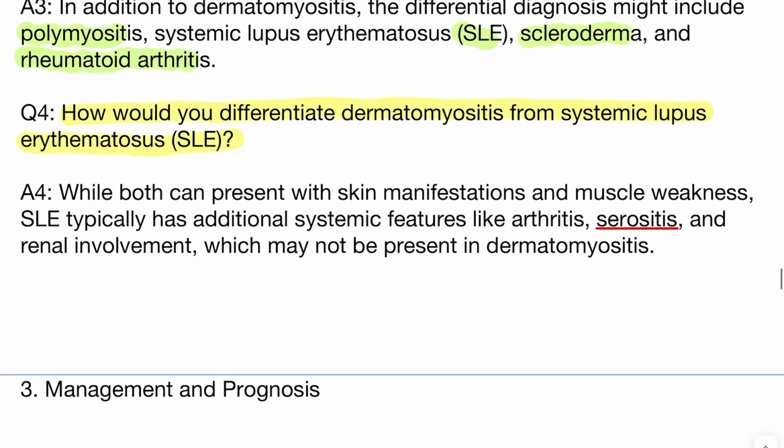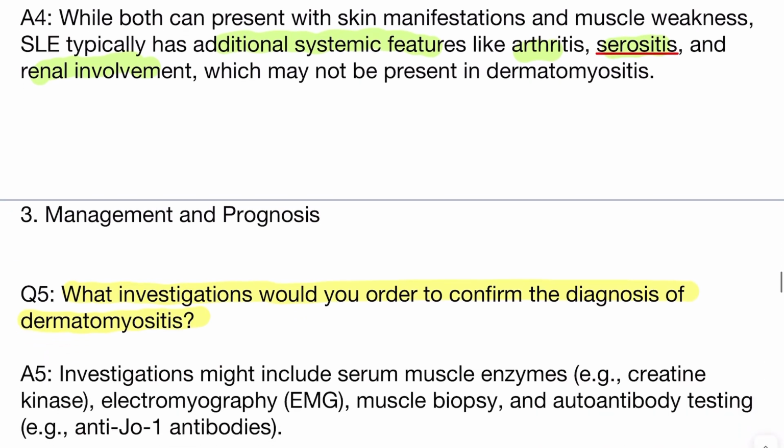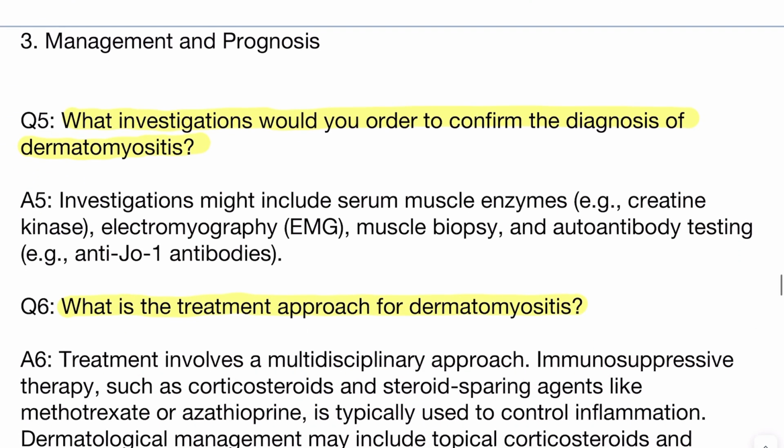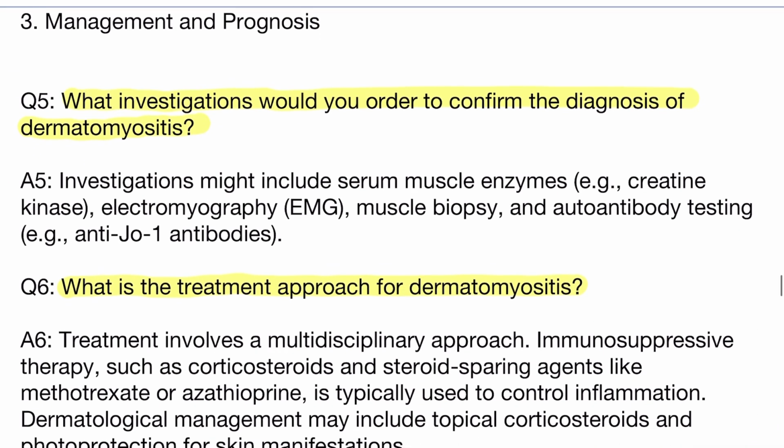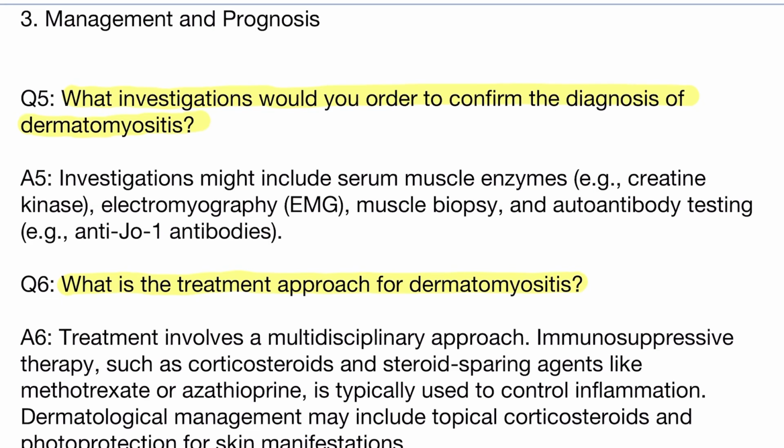How would you differentiate dermatomyositis from SLE? Well, they both can present with skin manifestations and muscle weakness, but SLE typically has additional systemic features like serositis, arthritis, maybe renal involvement, which may not be present in dermatomyositis. What investigations would you order to confirm the diagnosis of dermatomyositis? We'll be interested in doing the muscle enzymes, creatine kinase. We want to do the EMG, muscle biopsy, and autoantibody testing, and we'll particularly be thinking about anti-Jo1 antibodies.